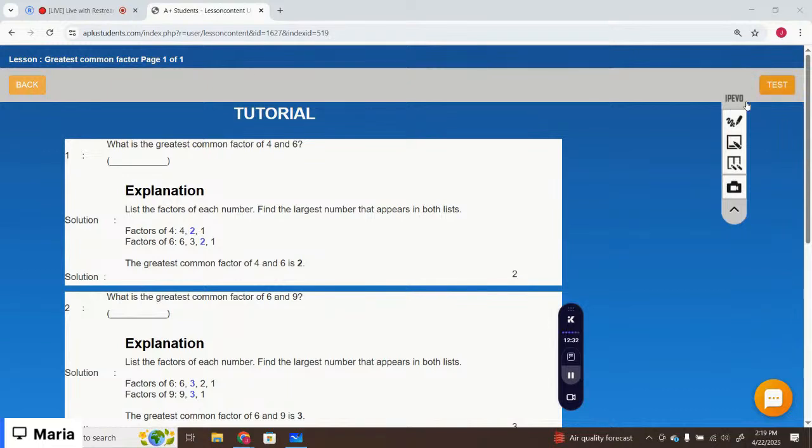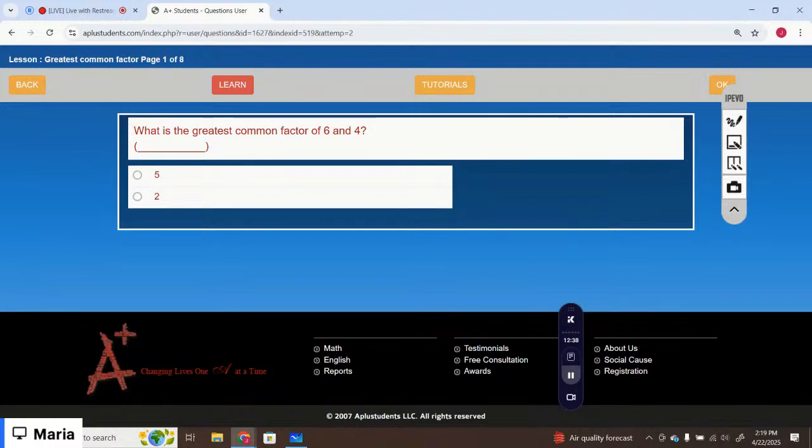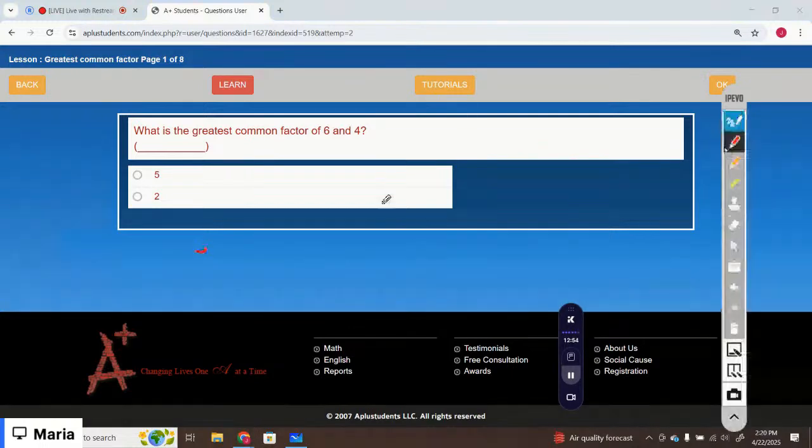Let's just start with the test questions. What is the greatest common factor for 4 and 6? That's the one we just did, but let's just write down the factors of 4 and 6. So the factors of 4: 4 times 1 is 4, and 2 times 2 is 4. These are the only factors of 4.